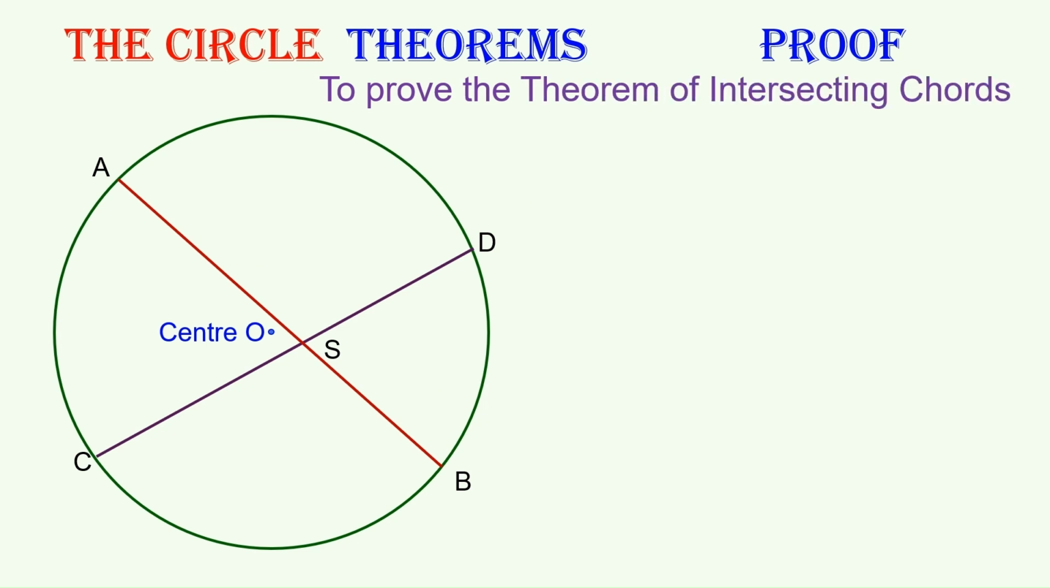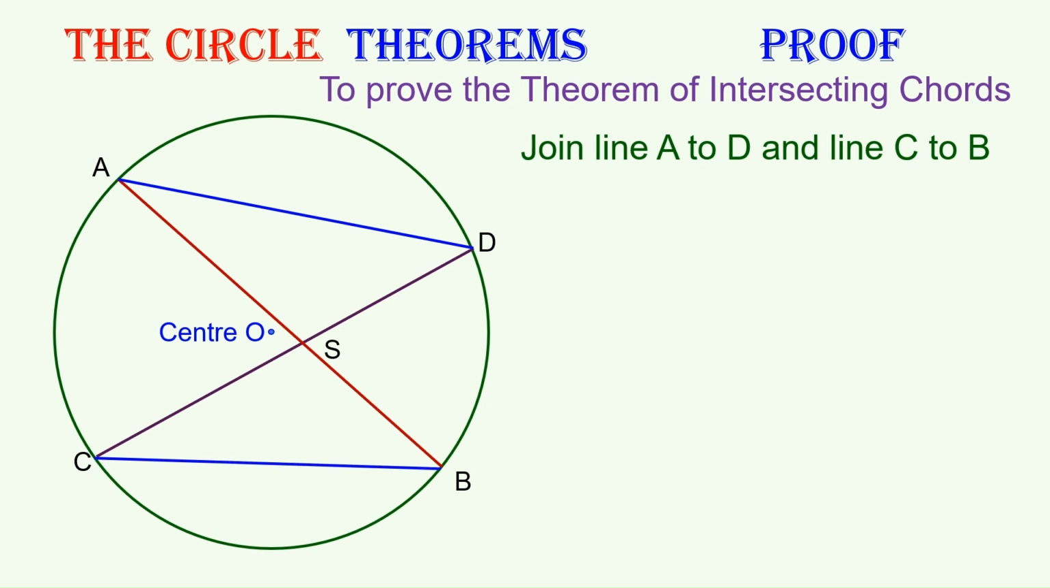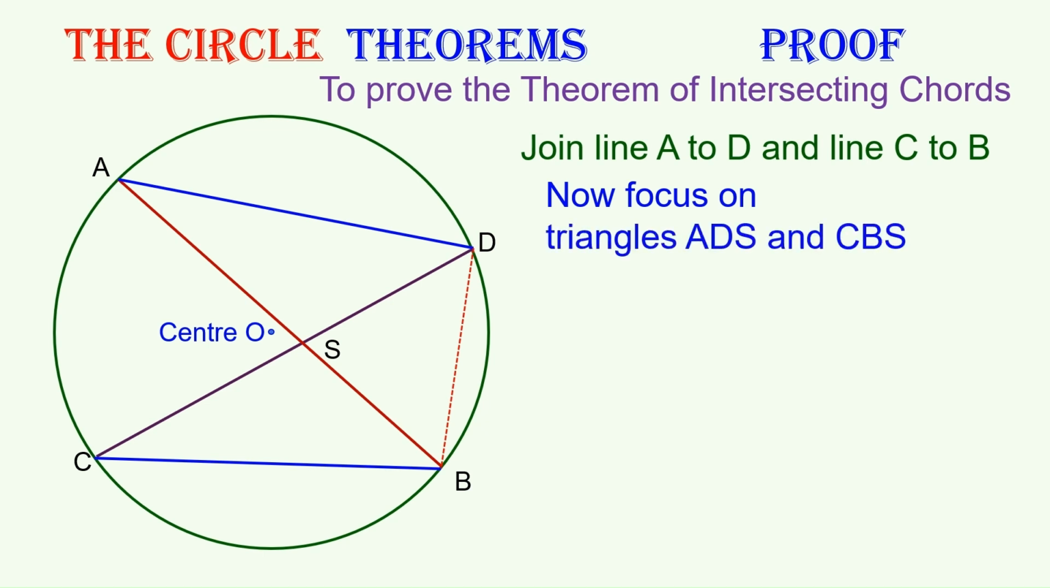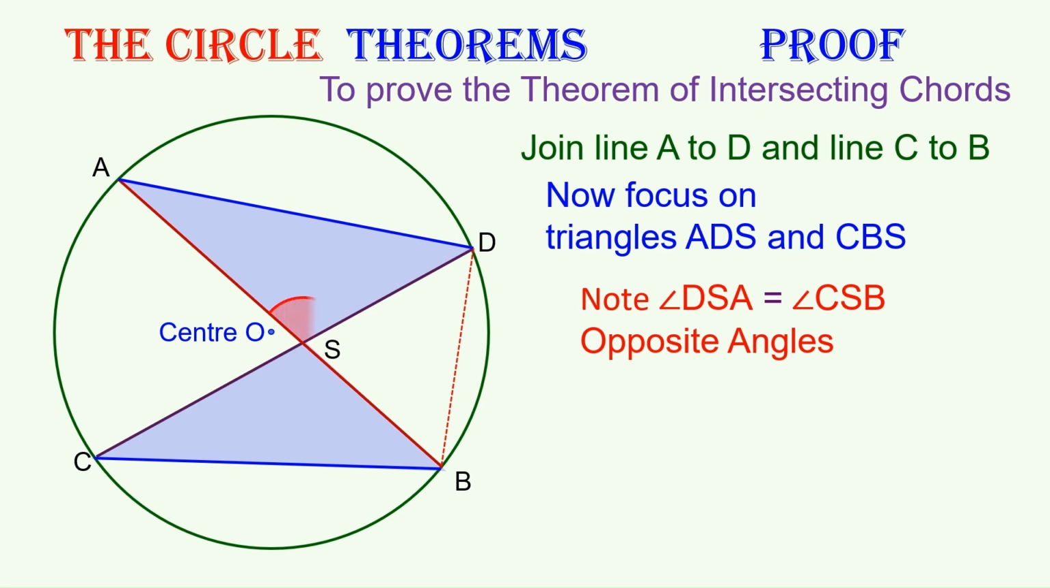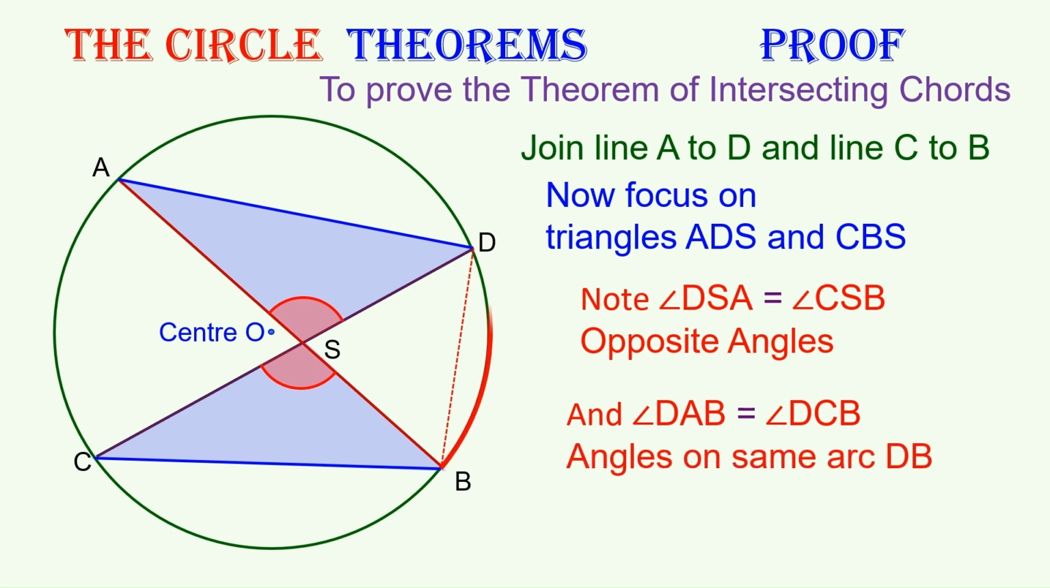To prove the theorem of intersecting chords, draw line A to D and another line C to B. Now focus on triangles ADS and CBS. Note angle DSA equals angle CSB, opposite angles. And angle DAB equals angle DCB, angles on the same arc DB.